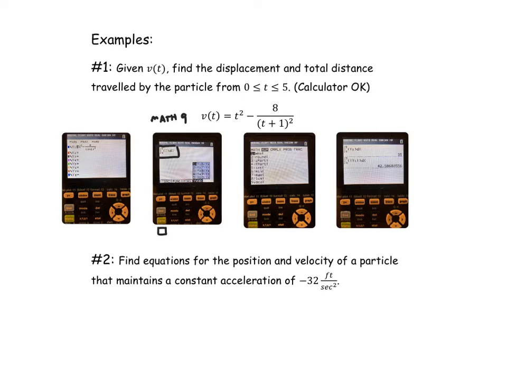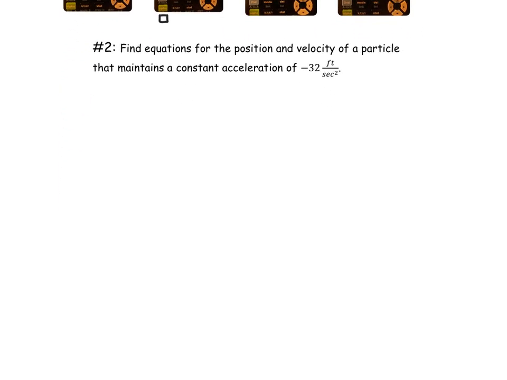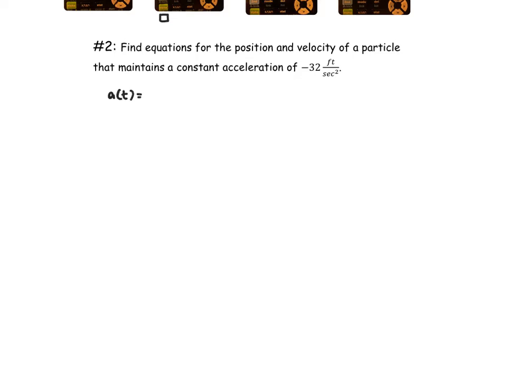Okay, let's look at example 2. Example 2 says find the equations for the position and velocity of a particle that maintains a constant acceleration of negative 32 feet per second squared. Now this may look familiar to you physics students, but let's work this out and maybe it'll start to show you a little bit more. Okay, so a of t is equal to negative 32.